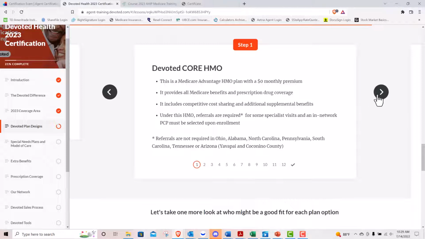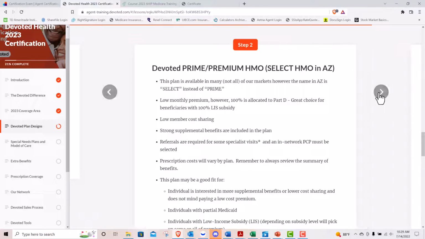Core HMO, $0 monthly premium with drugs. And looks like you need a referral, so it's not like a POS, point of sale, which some of them are. HMO. Okay.